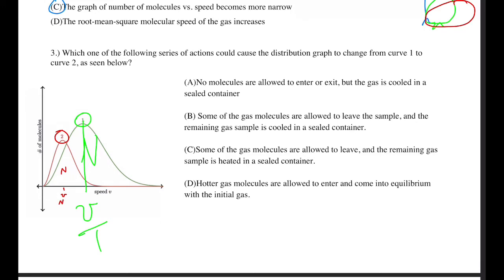So let's figure out which one of those actions. No molecules are allowed to enter or exit. That can't be because the area changes. Some of the gas molecules are allowed to leave. Ooh, that sounds good. And the remaining gas is cooled. That's totally possible. That matches our situation because there's less area and the peak velocity is less. Let's just check the other ones. So this won't work even though they do allow them to leave because the particles are heated. Then this one doesn't work because it says that particles are entering.